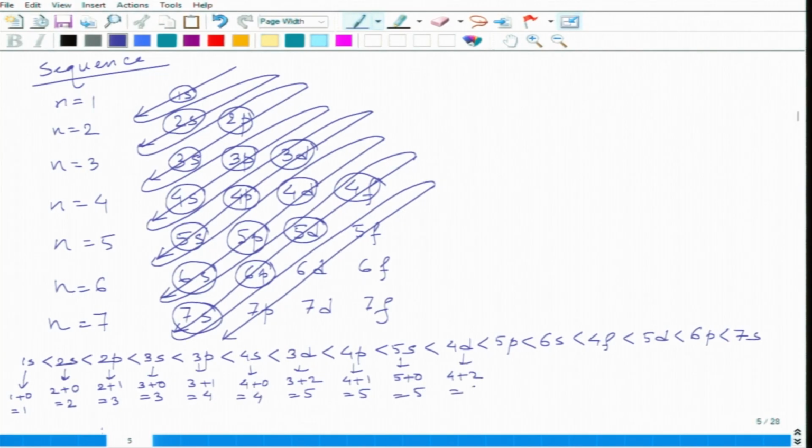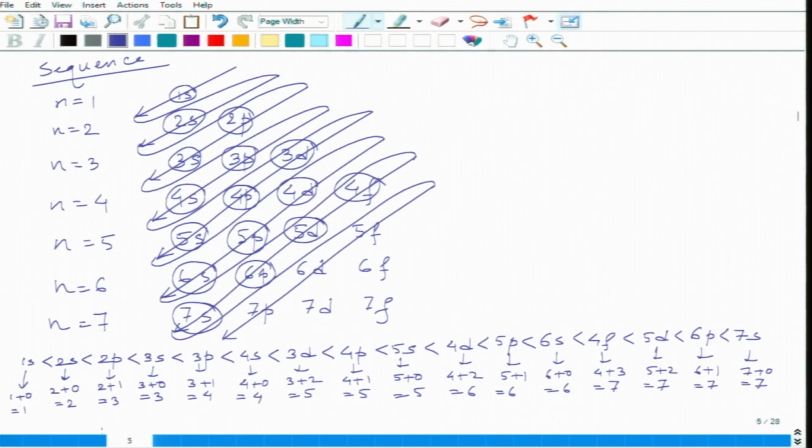4 plus 2, 6. 5 plus 1, 6. 6 plus 0, 6. 4 plus 3, 7. 5 plus 2, 7. 6 plus 1, 7, and 7 plus 0, 7.